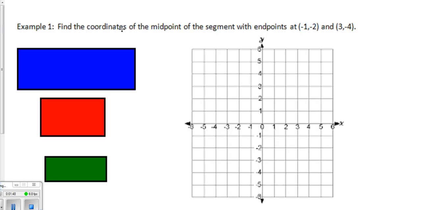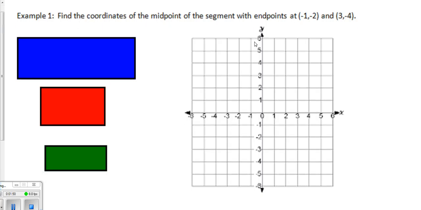We want to find the coordinates of the midpoint of the segment that has endpoints at (-1, -2) and (3, -4). Now for this example, I won't do it for everyone, but I'm going to actually plot this out and we can see what that looks like. So (-1, -2) is right here, (3, -4) is right here, so our line would look something like this. So this is the segment we're looking at. We want to find the midpoint of it.